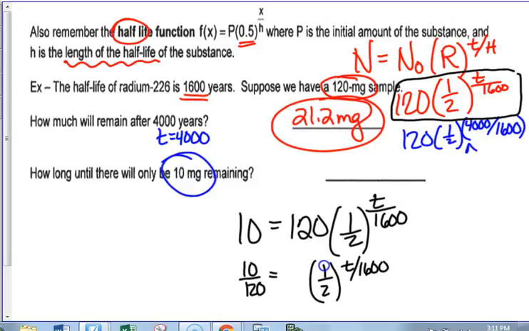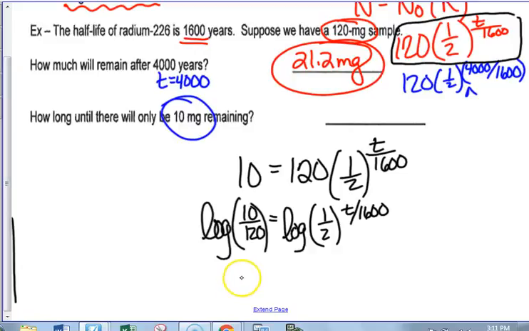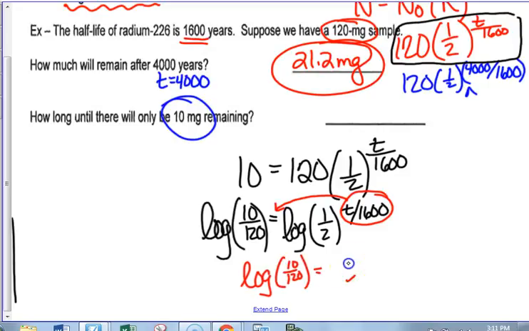Why do we do a log? Because our unknown is in the exponent. Okay, you could do log or ln, doesn't matter. Once we do the log, this comes out in front. This is not one that everything cancels like we just did, right? You end up with log of 10 over 120 equals T over 1600 times the log of 1/2.